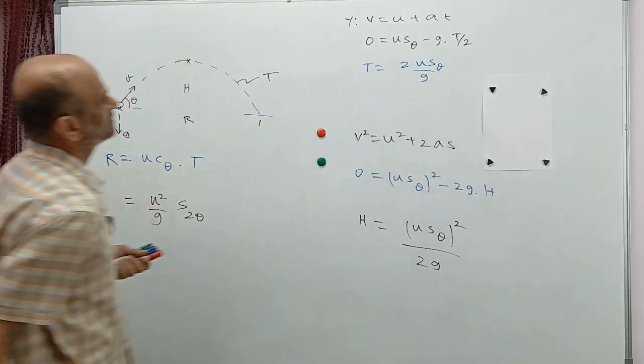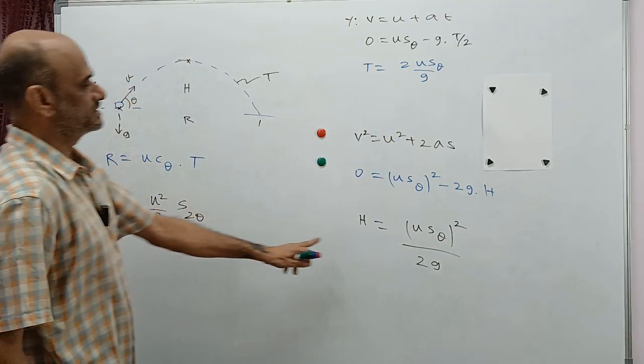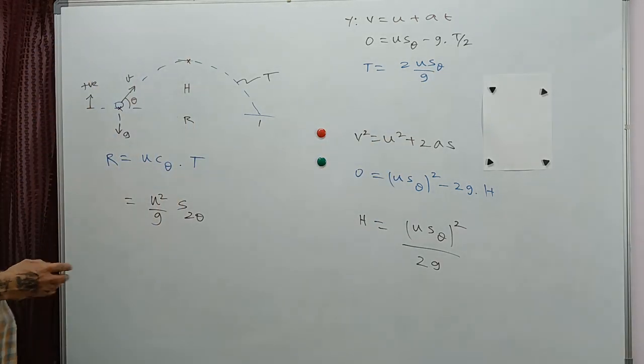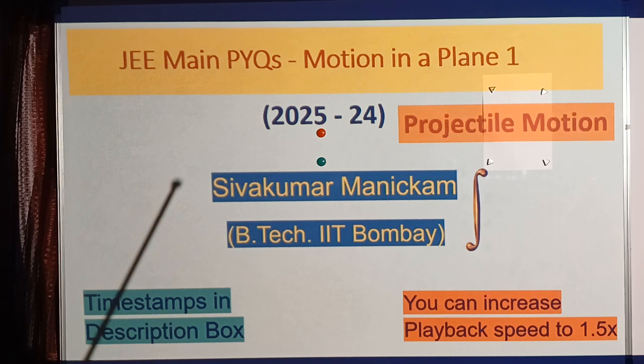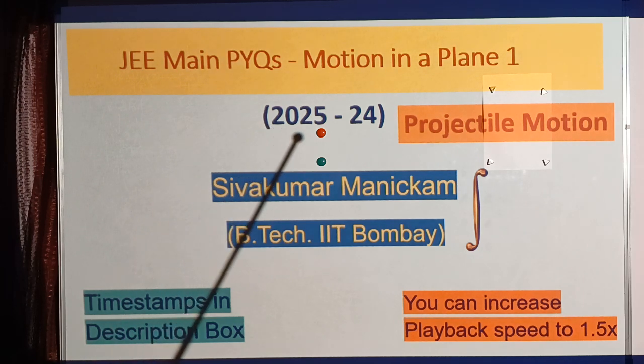So we have the range in terms of the inputs u and theta, where g is a constant, the time of flight in terms of u and theta, and the maximum height attained in terms of u and theta. So with these basic ideas, we should be able to solve this JEE Main question. I'll discuss questions which have appeared in the years 2025 and 2024.